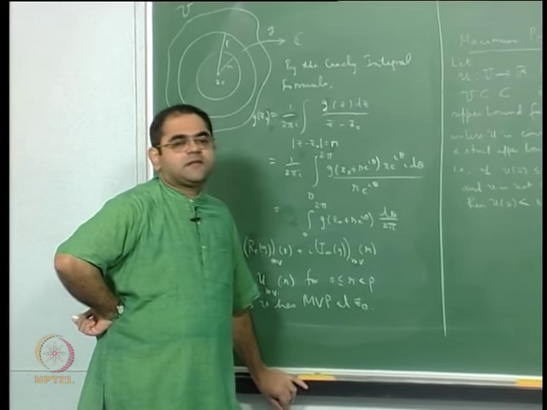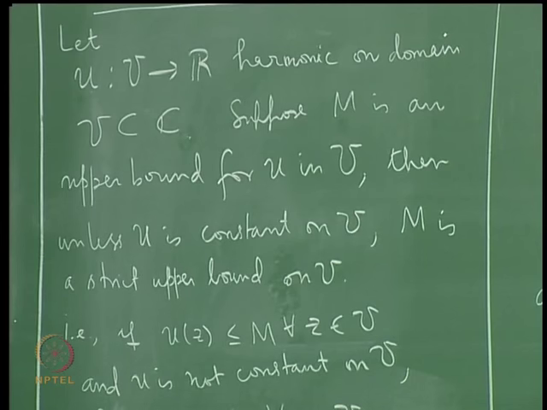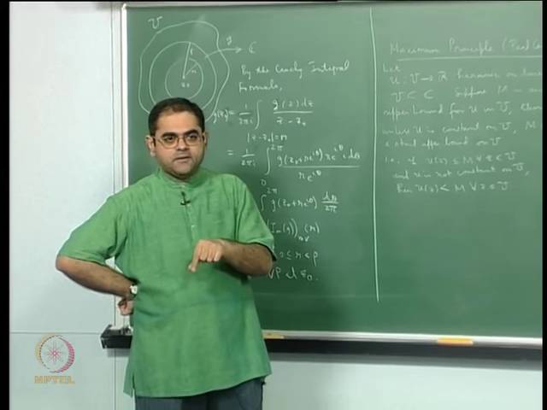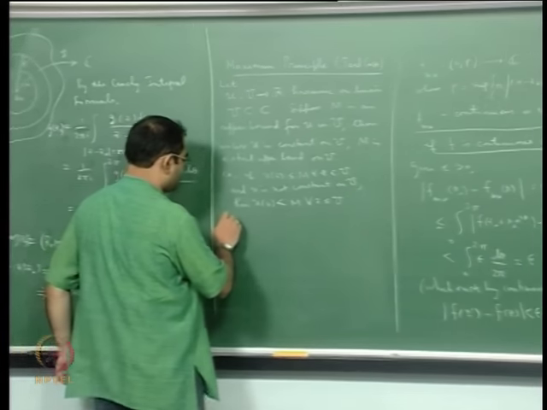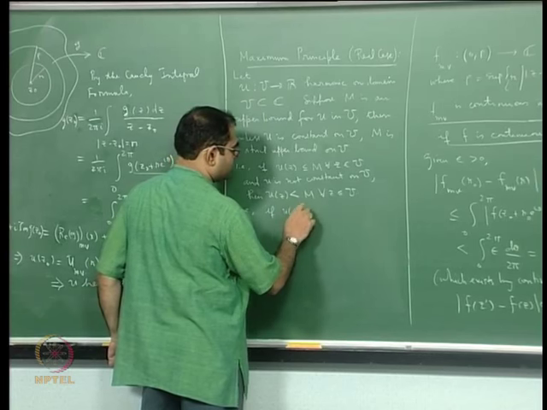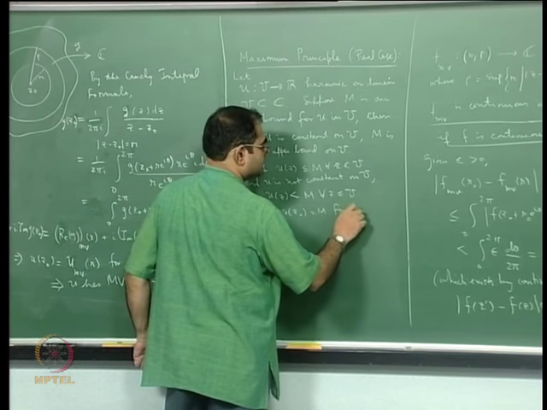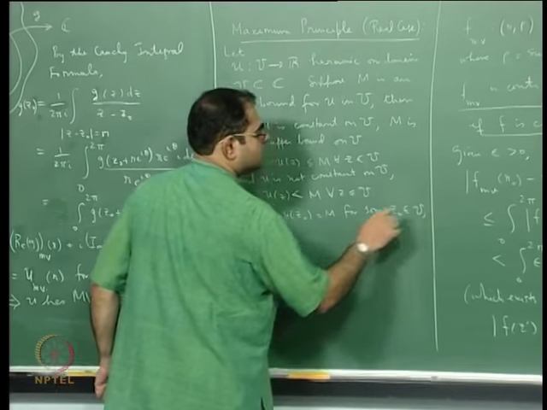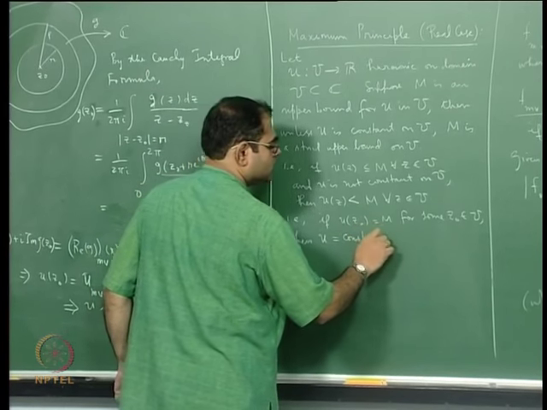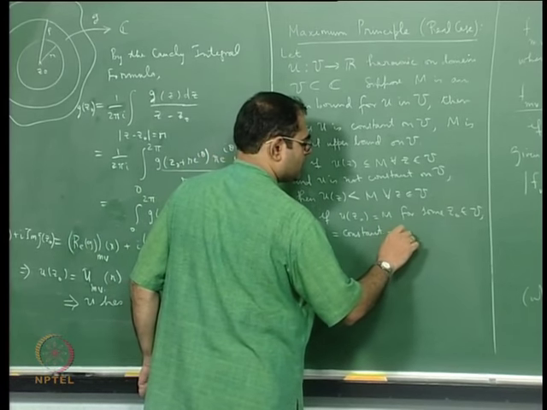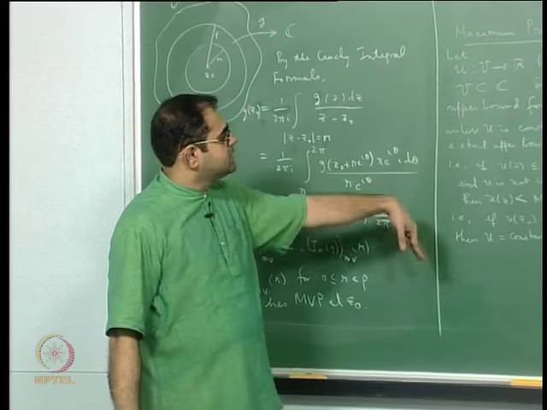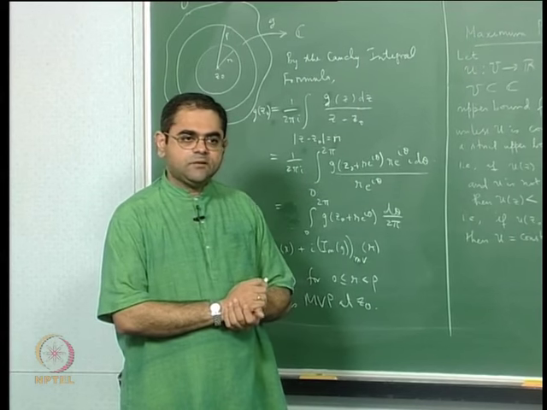In other words, another way of saying it is that if u attains this upper bound, that is, if the upper bound is not strict and is attained at some point, then u has to be constant. So another way of saying it is, if u(z0) is equal to M for some z0 in U, then u is constant, equal to M on capital U. All right, this is the strict version of the maximum principle, right.